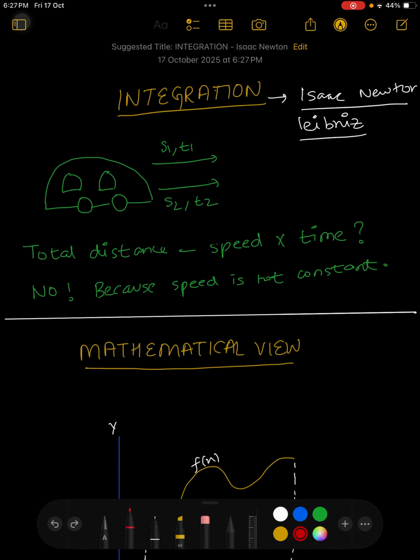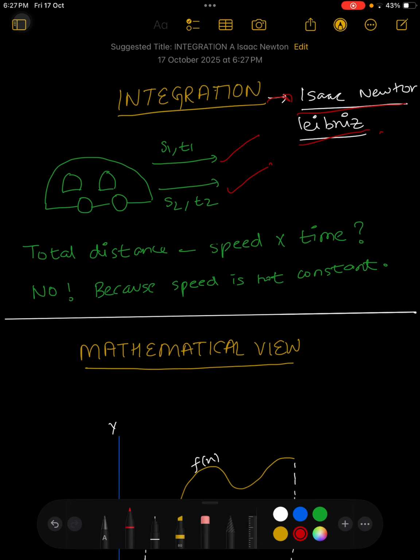Hi everyone. Today we'll be exploring one of the most beautiful ideas in calculus, that is integration. It was formulated by Isaac Newton and Leibniz. So we'll start. Imagine you're driving a car and your speed keeps changing every second.